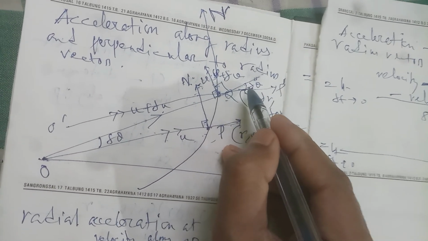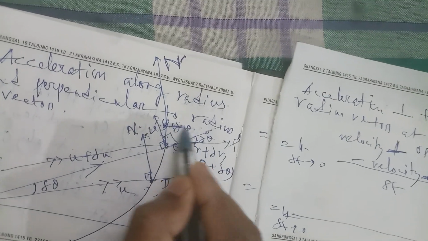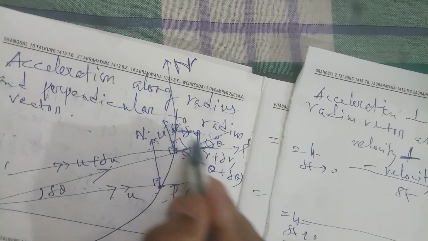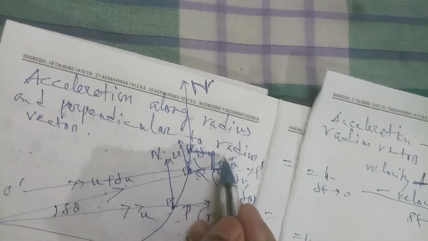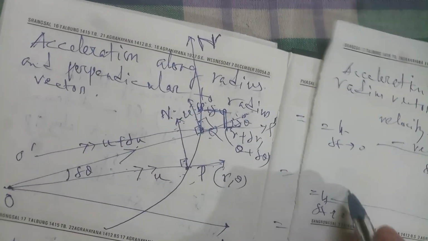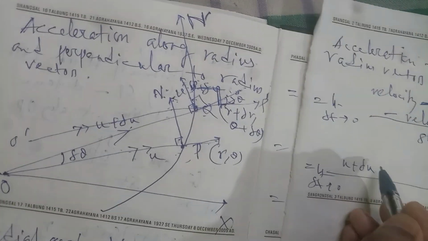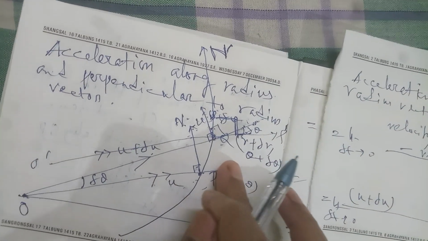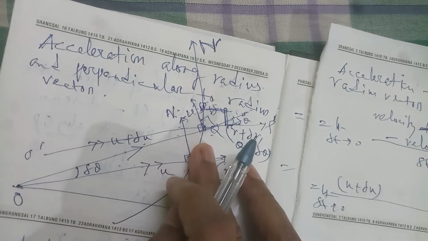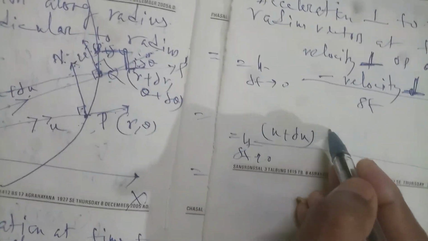So this projection, this 90 minus delta theta, and these are also perpendicular. And this is delta theta, so it will be sine delta theta. So the velocity along OQ is U plus delta U, and its projection along Q dash, that is parallel to PN, that is perpendicular to OP, is equal to (U plus delta U) sine delta theta.